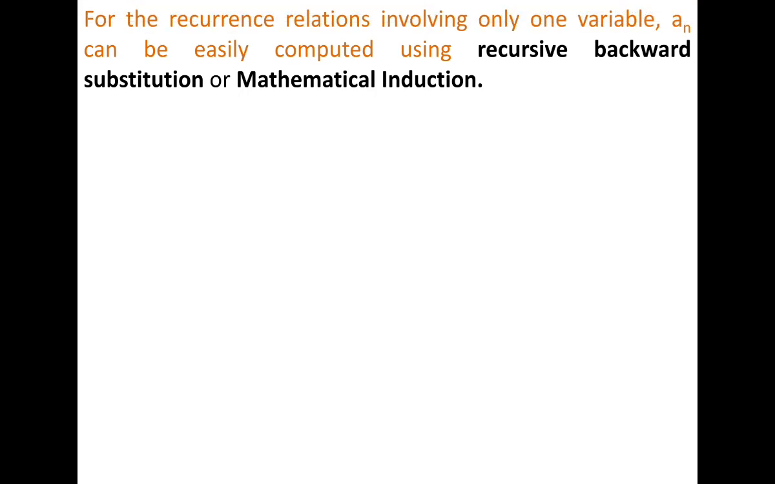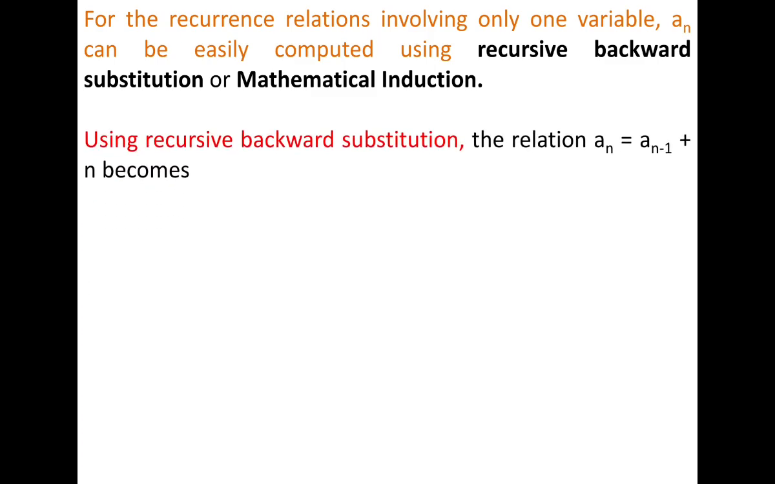If the recurrence relation has only two coefficients, for example an and an minus 1, then it is very easy to solve them. Either you use recursive backward substitution. For example, if you have the recurrence relation as an is equal to an minus 1 plus n, then you keep substituting the values of an minus 1. So an minus 1 is then an minus 2 plus n minus 1, and n is already there, and if you keep doing it you will realize that it goes till 1. So that is recursive backward substitution.